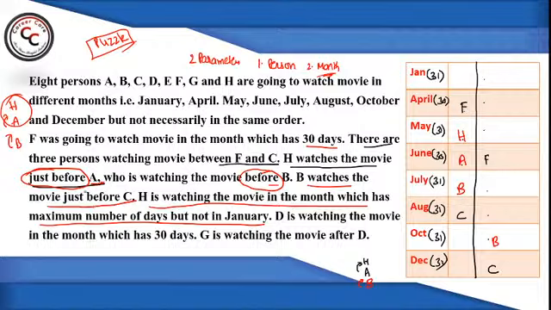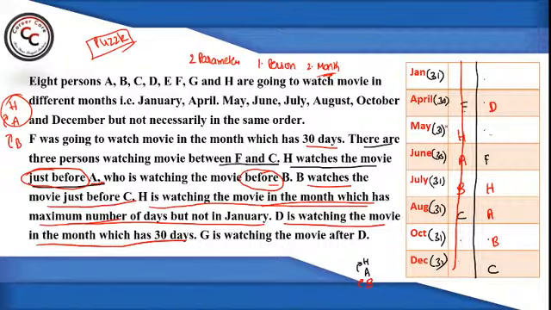Now if I go with respect to this possibility, if I put A here, here it will be H. H should be in 31 days. Maximum number of days means 31 days, but here it will be 30. So you can put here itself A, H. Simple. Finish. D is watching the movie in a month which has 30 days. So here if you see, 31, 31, 31, there is no 30. So you can simply eliminate this possibility. Now 30 days means here you can give the month of April.